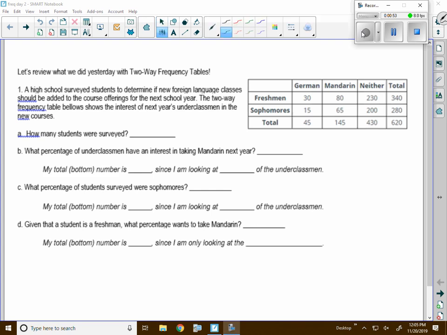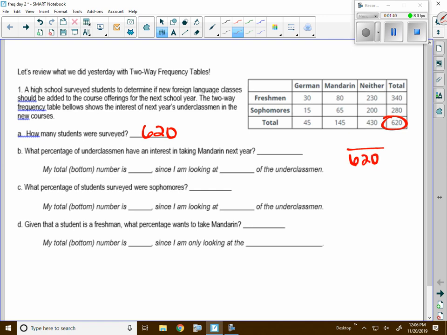620. That's our total. So right there, at the bottom right, that is the total. All right, then part B. What percentage of underclassmen have an interest in taking Mandarin? So it says percentage, which means we're going to have to do a division problem. Now, we talked about yesterday, when you're doing the division problem, your total goes in the bottom. What total are we going to use here? What percentage of underclassmen? How many underclassmen are surveyed? 620. That's going to be our denominator.